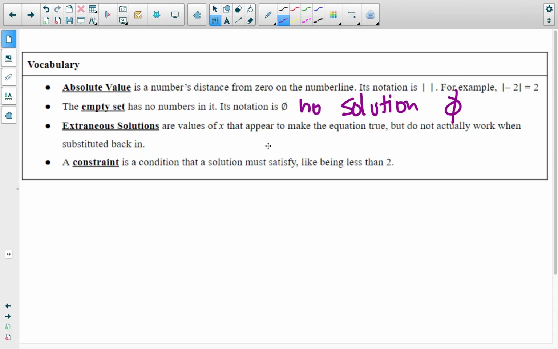Okay. Extraneous solutions, this is the one that is going to be the most important throughout the rest of this chapter. There are values of x that appear to make the absolute value equation true, but they do not actually work when they're substituted back in. And a constraint is a condition that a solution must satisfy, like being less than 2.